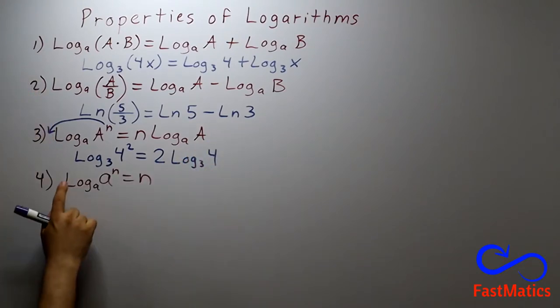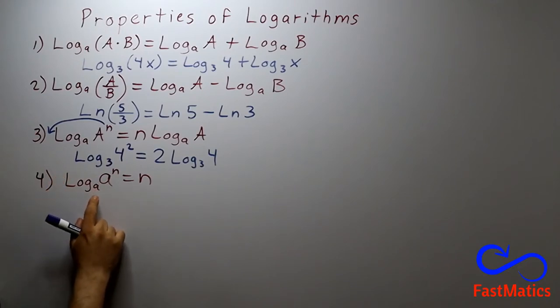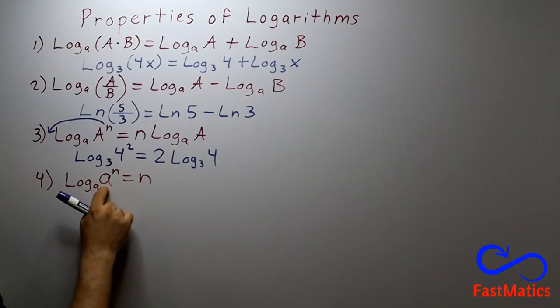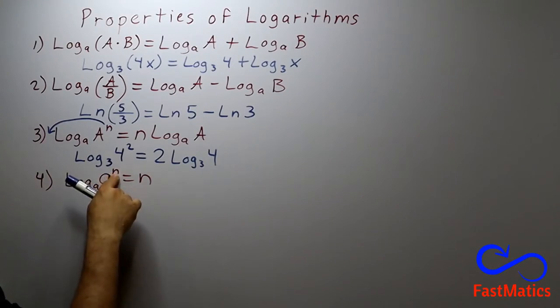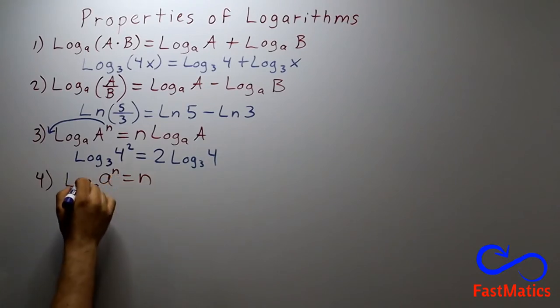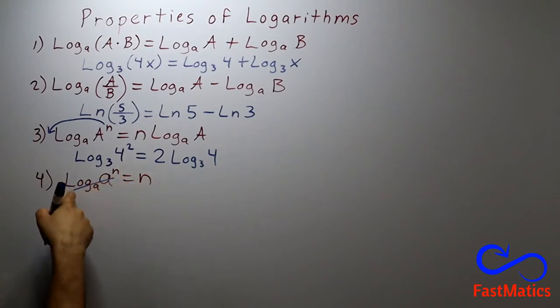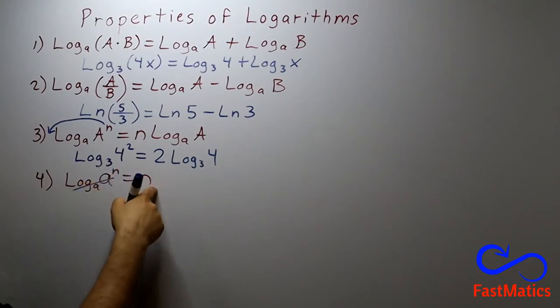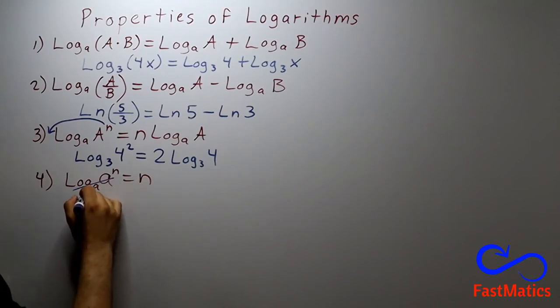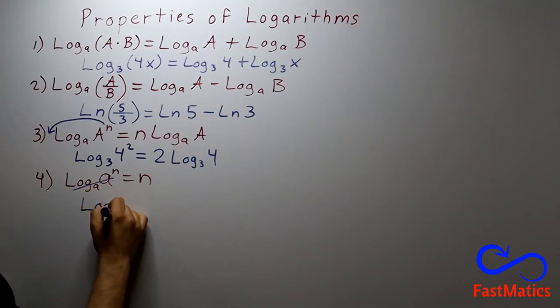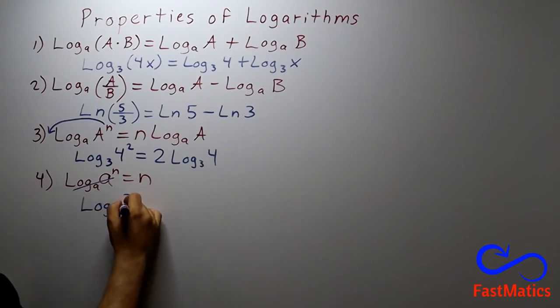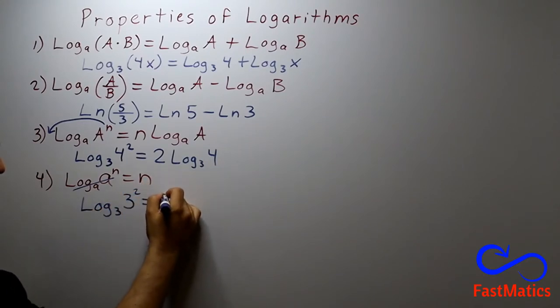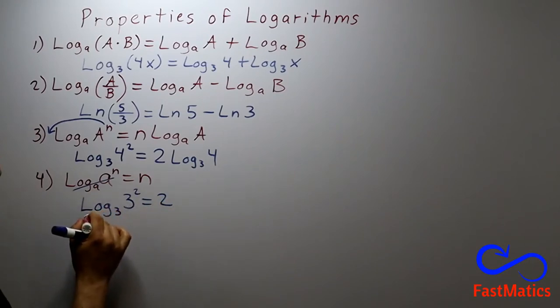Next property, log base anything of that same base, that same number raised to the n power, it is like eliminating the log base with the same thing, and you get the exponent. For instance, log base 3 of 3 squared will be 2, because it is like eliminating log base 3 with 3.